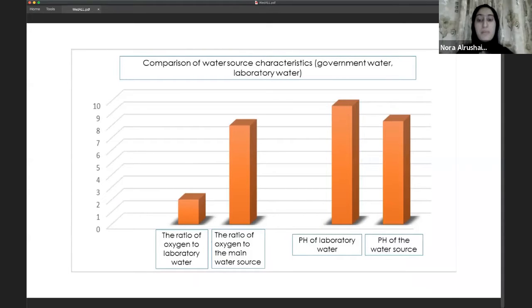This chart shows the pH and the oxygen for laboratory water and main water source direct from the tank. As we can see, the pH and the oxygen values in the main source are healthier than laboratory water.